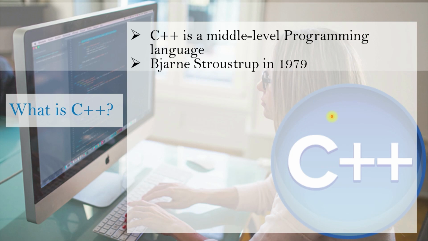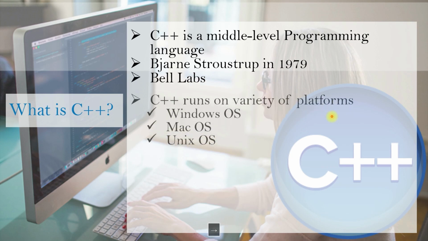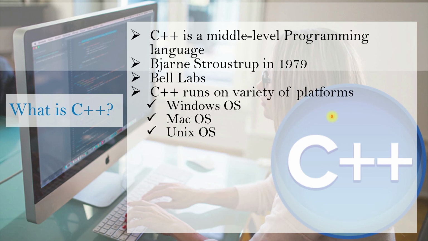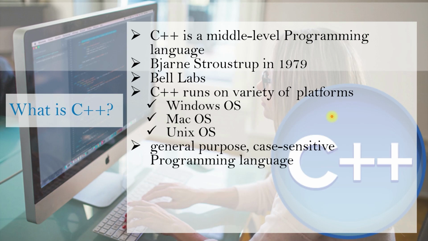C++ for the first time was invented by Bjarne Stroustrup in 1979 at Bell Labs. C++ can run on a variety of platforms. By using the word platforms, I mean different operating systems like Windows, Mac, and Unix operating systems. C++ is a general purpose, case-sensitive programming language.